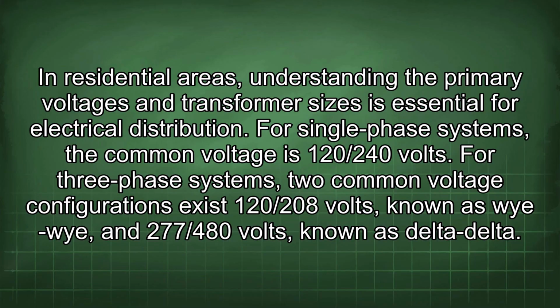Residential areas, understanding the primary voltages and transformer sizes is essential for electrical distribution. For single-phase systems, the common voltage is 120/240 volts. For three-phase systems, two common voltage configurations exist: 120/208 volts, known as YY, and 277/480 volts, known as delta delta.